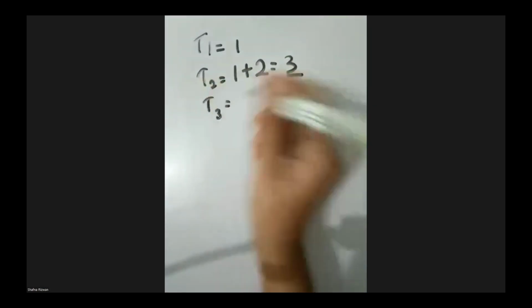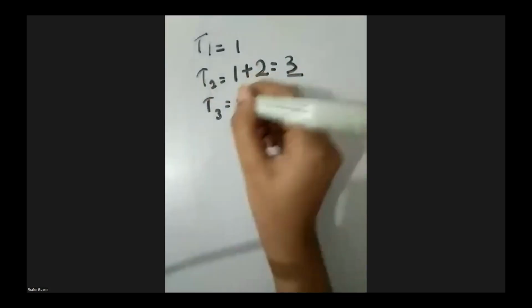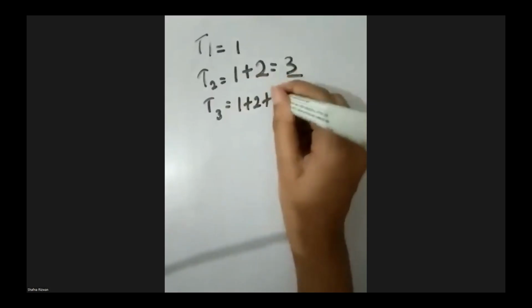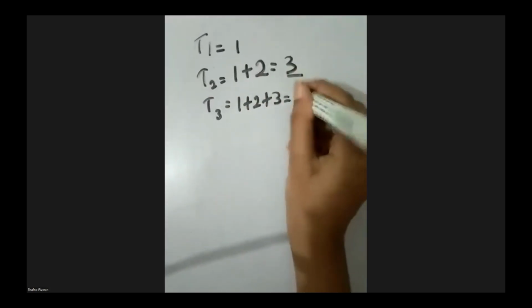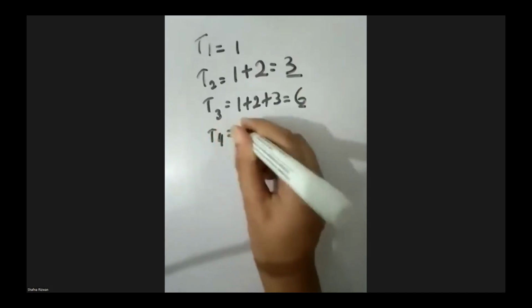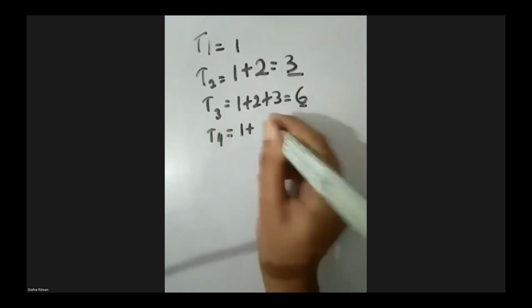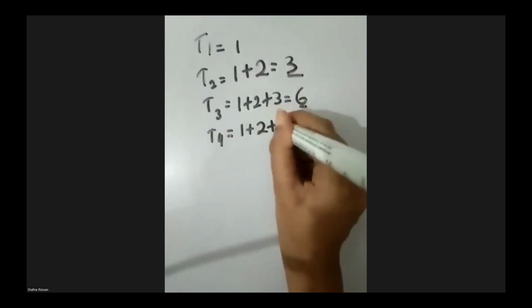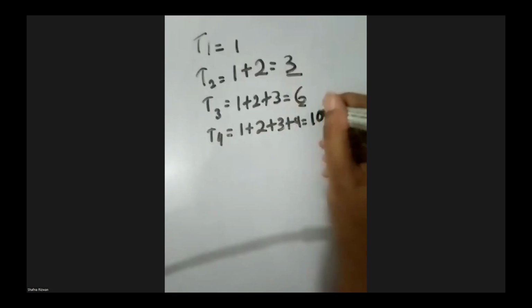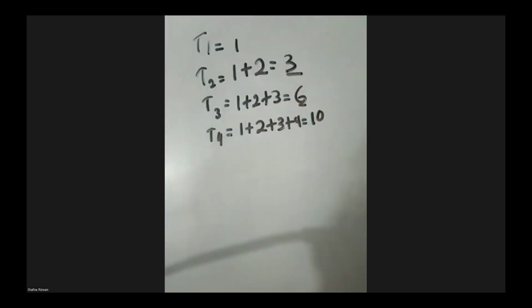For the third triangular number, just add 1, 2, 3. 1 plus 2 plus 3, then what will be your answer? 6. 6 is your third triangular number. How can you obtain the fourth triangular number? Add all the numbers one after the other: 1, 2, 3, and the next number, 4. Then how much will you get? 10. Like that you have to take the triangular numbers.